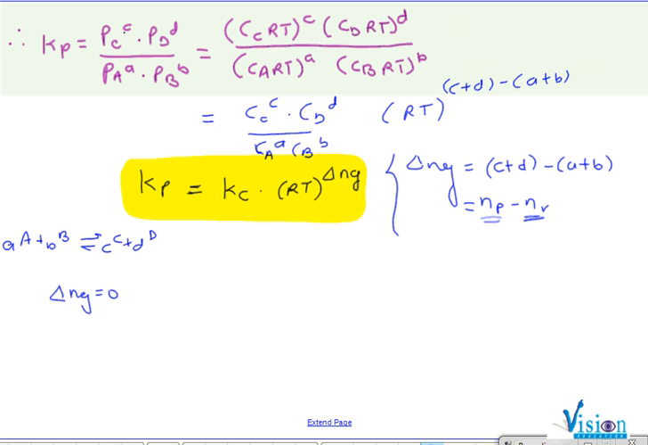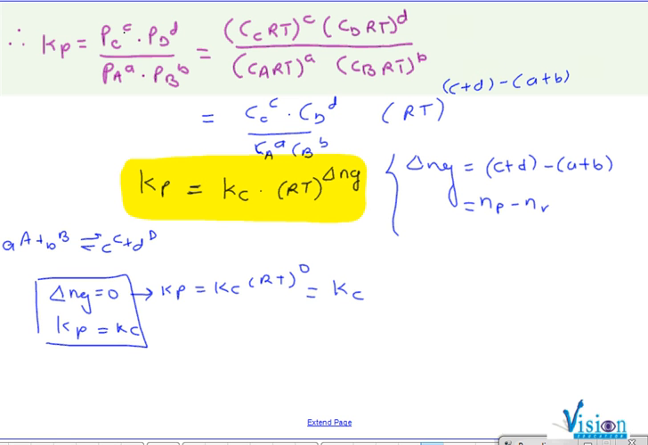If delta Ng is zero, then at that time Kp equals to Kc RT raised to 0. And RT raised to 0 is what? 0? Not 0, it's 1. Correct? So RT raised to 0 is 1. So Kp equals to Kc. So when delta Ng is 0, at that time Kp equals to Kc.